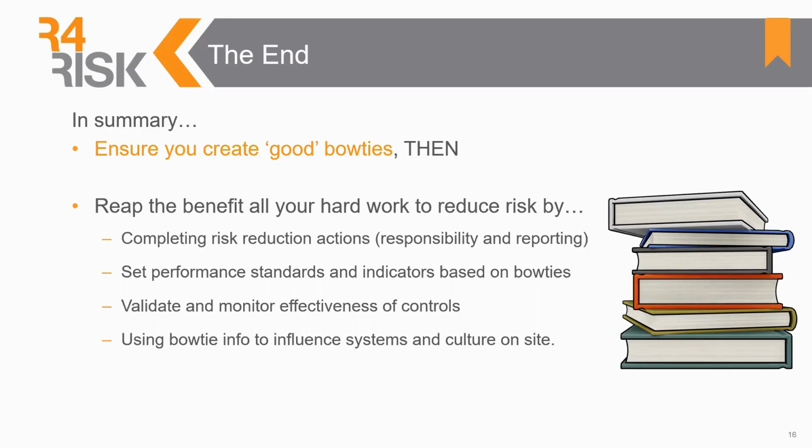Then you need to set performance standards and indicators based on what is in your bow ties. So we need to make sure that our bow tie model is reflective of site and that we are monitoring our systems and controls. So we need to validate our controls. And as I mentioned, monitoring the effectiveness of them, because these are our strongest tools for actually preventing a loss of control event on site. And we need to ensure that our risk isn't increasing from controls slowly failing.